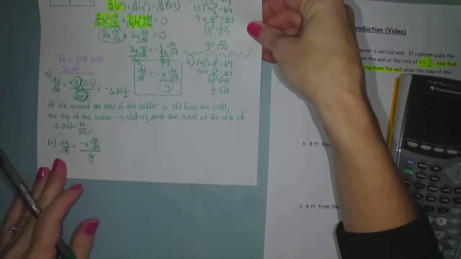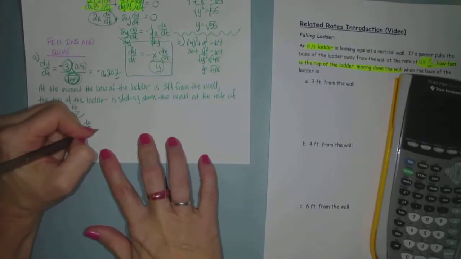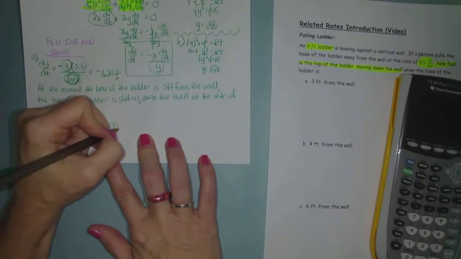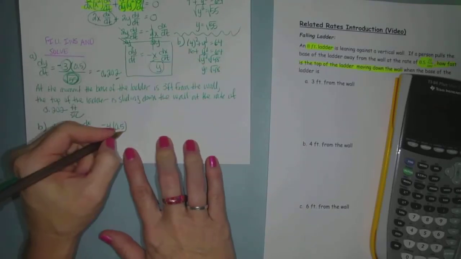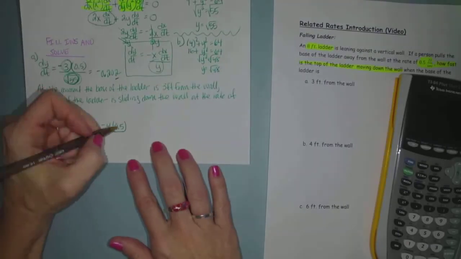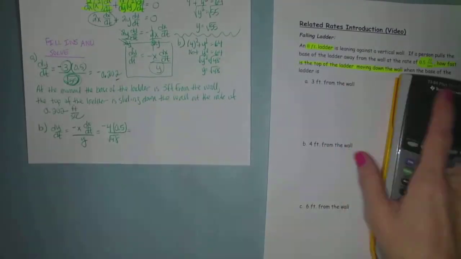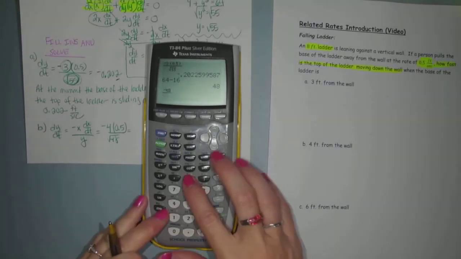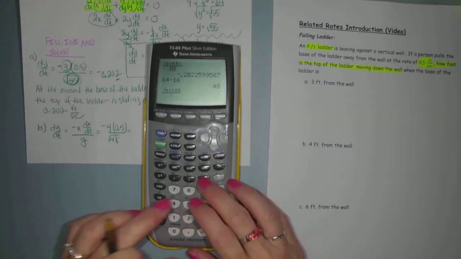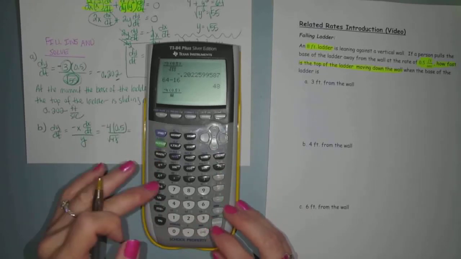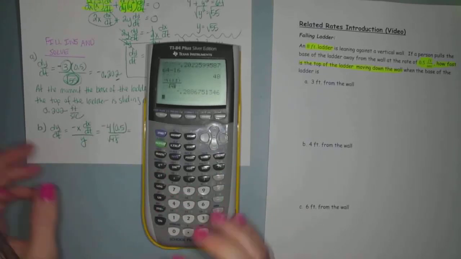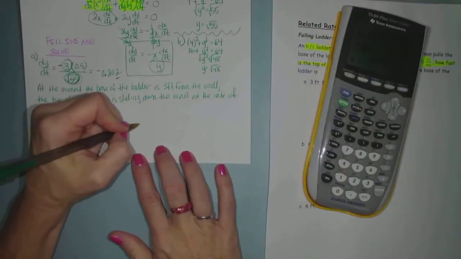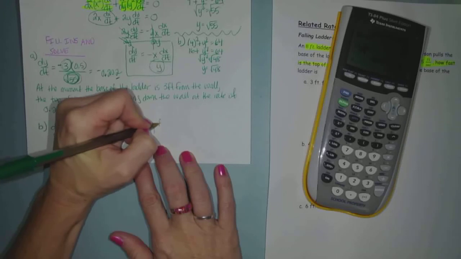So down here then, I'm going to plug these in. So I've got negative 4 times my dx/dt, which is constant, 0.5, divided by the square root of 48. And if I plug that into my calculator, I have negative 4 times 0.5 over square root 48. And I've got negative 0.289, negative 0.289 feet per second.